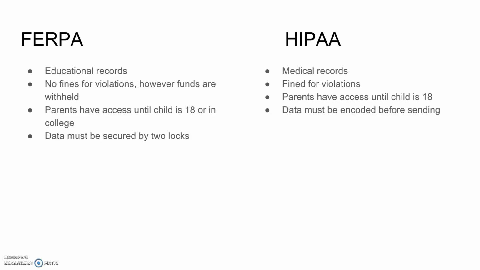To compare them, FERPA is regarding educational records. HIPAA covers medical records. For FERPA, there are no fines for violations, however, federal funds are withheld. For HIPAA, there are fines for violating it. For FERPA, parents have access until the child is 18 or in college, whichever comes first. HIPAA, parents have access purely until the child is 18. With FERPA, data must be secured by two locks, and HIPAA, data must be encoded before sending.